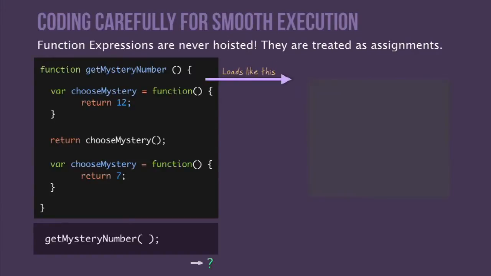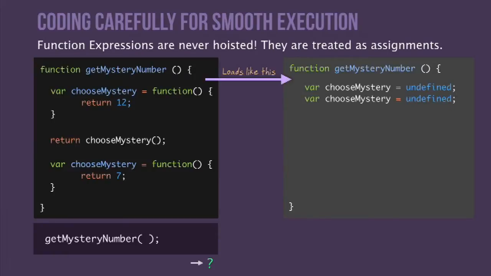Well, here's how JavaScript loads it. The first thing that happens is the variable choose mystery is hoisted to the top and memory space is provided for it, and the value is set to undefined. So JavaScript has no idea right now whether that's going to be a number, a string, an array, or a function expression. Following that, the second variable declaration of choose mystery is hoisted to the top, which is also undefined, and that completely overwrites the other choose mystery variable that was undefined.